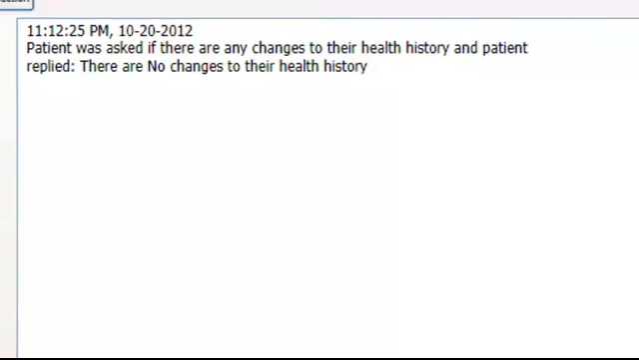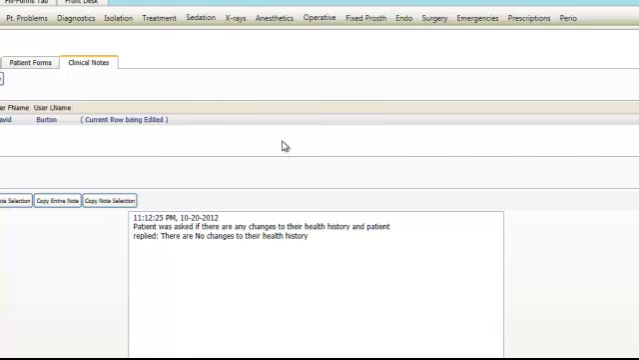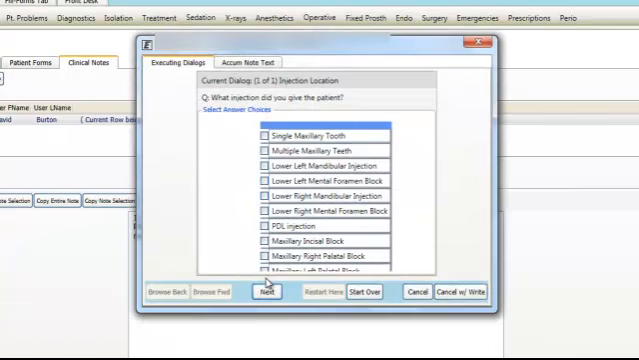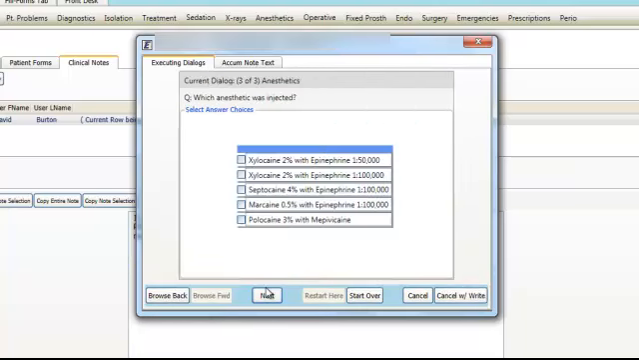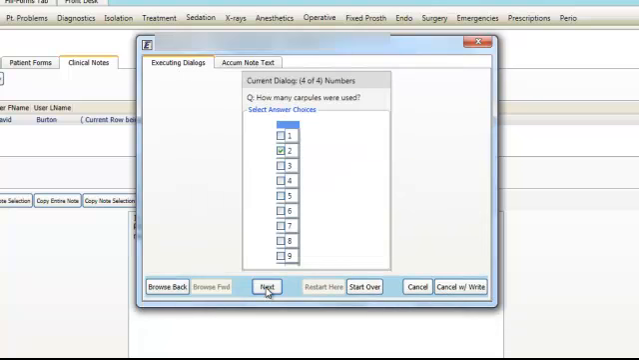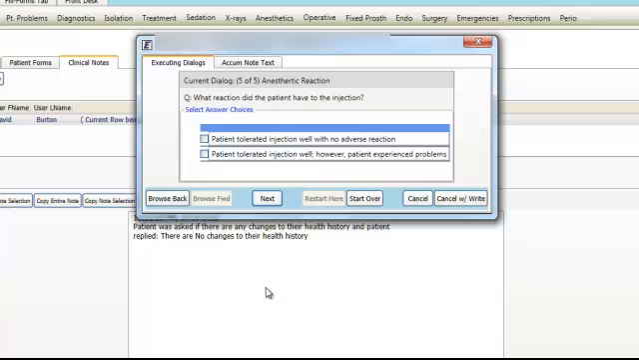Let's go ahead and inject the patient. We come up, we select anesthetics. This is a single maxillary tooth, tooth number 9. We inject with xylocaine, we give 2 carpules, and it is at this very moment that the patient convulses and the seizures begin.